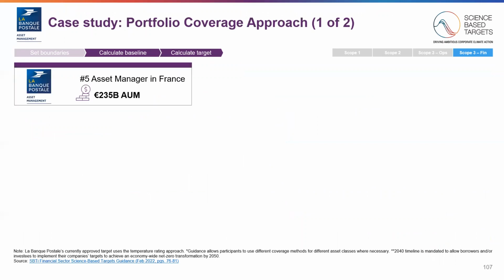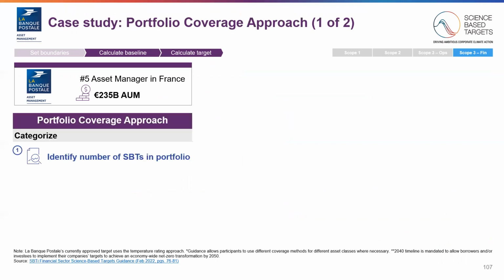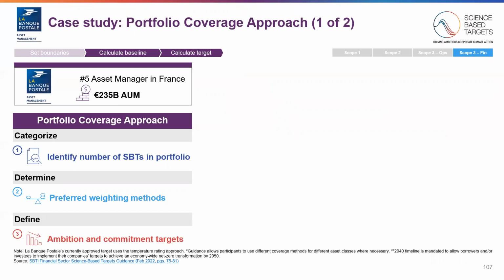Again, we'll be reviewing a case study of La Banque Postale's asset management subsidiary, which is the 5th largest asset manager in France, with over 235 billion euros under management as of December 2019. They selected the portfolio coverage approach, and what that meant was that they identified the number of SBTs in their portfolio. They then chose a weighting method to define how they were counting coverage. And lastly, they calculated their commitment timeline, knowing that they had to reach 100% coverage by 2040.